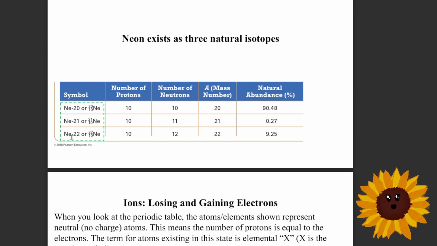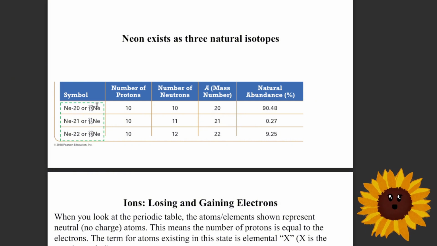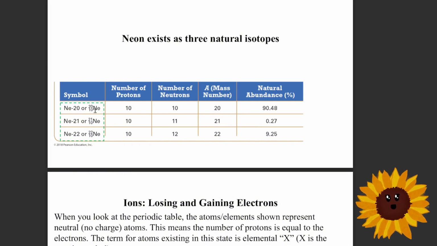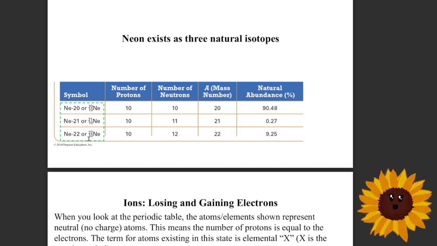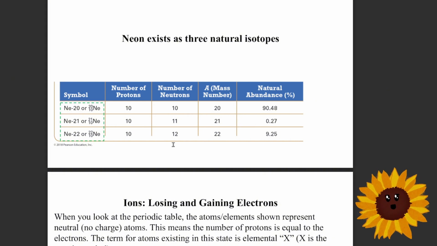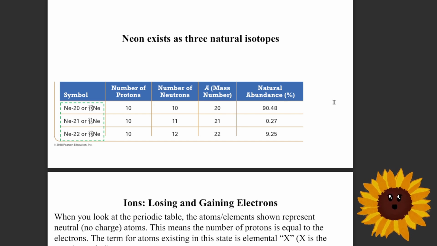Let's take neon, for example. Neon 20, where 20 is the mass number and 10 is the atomic number, which means it's neon. Keep in mind, if this was 9 or 11, it would be a different atom altogether, but 10 is neon. So that's why 10 is the same for all of these. However, there are more neutrons in some of these neons. So we have the number of protons, the number of neutrons, the corresponding mass number found by adding the protons and neutrons together, and the natural abundance percentage. The natural abundance percentage basically means how often it occurs in nature.